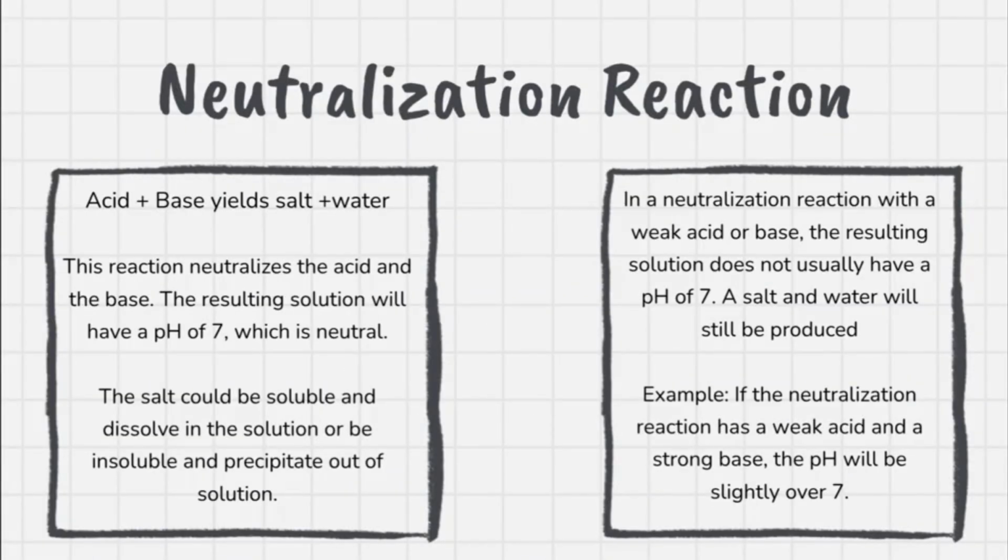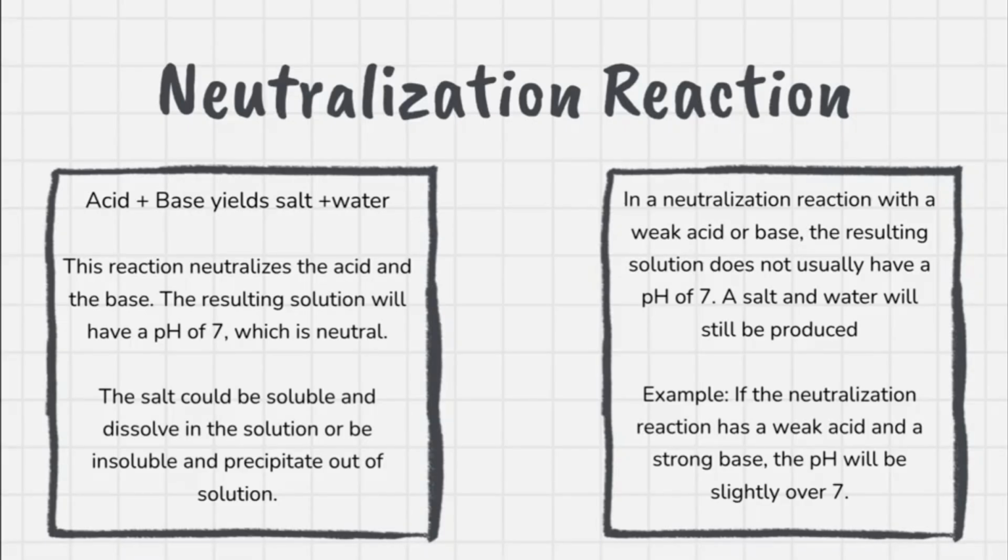Neutralization reaction. An acid plus a base yields salt plus water. This reaction neutralizes the acid and the base. The resulting solution will have a pH of 7, which is neutral. The salt could be soluble and dissolve in the solution, or it could be insoluble and precipitate out of the solution.